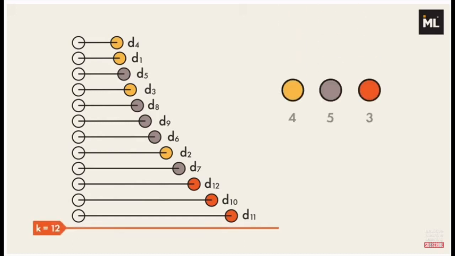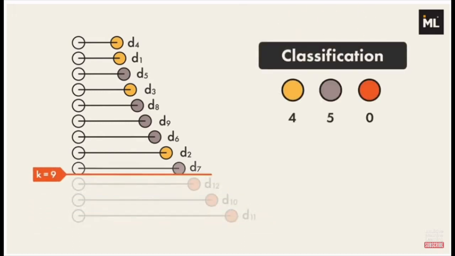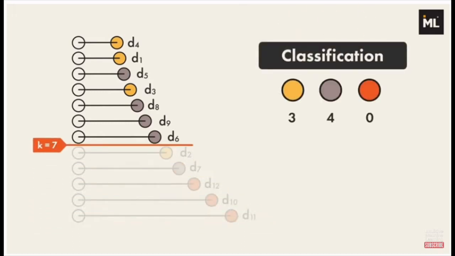For the classification problem, the point is classified by a vote of its neighbors. Then the point is assigned to the class most common among its k-nearest neighbors.